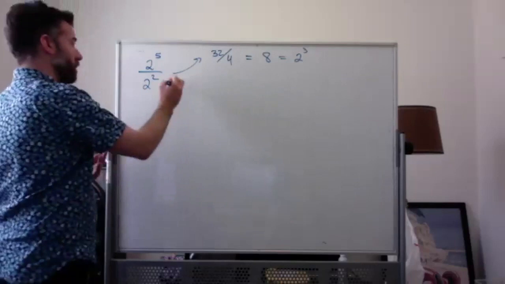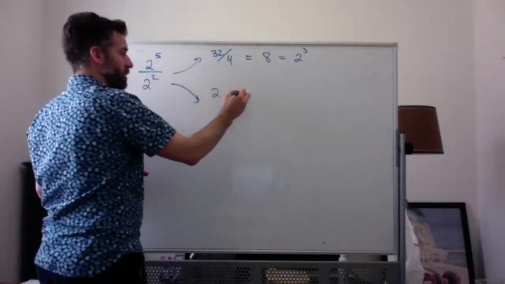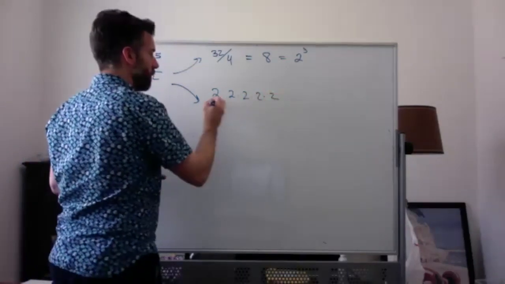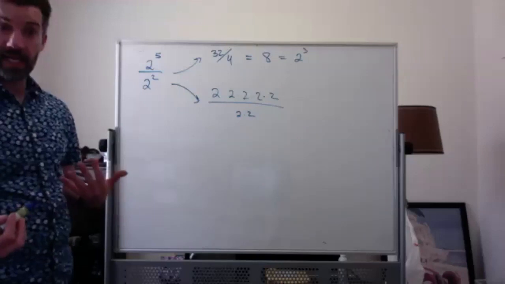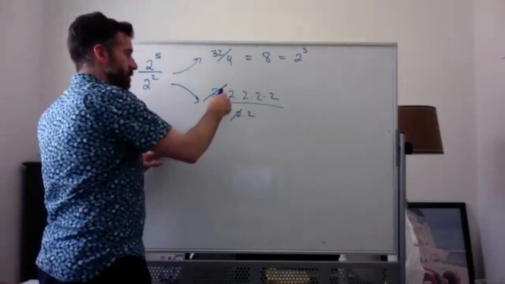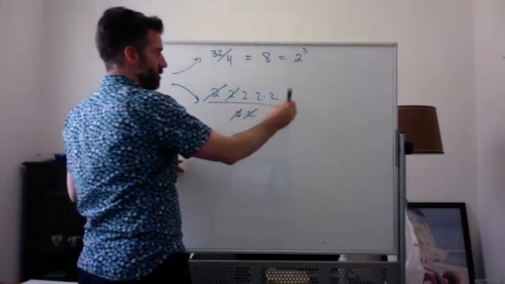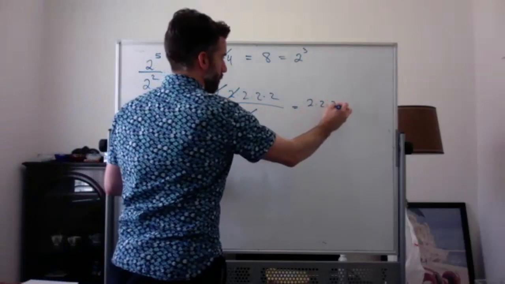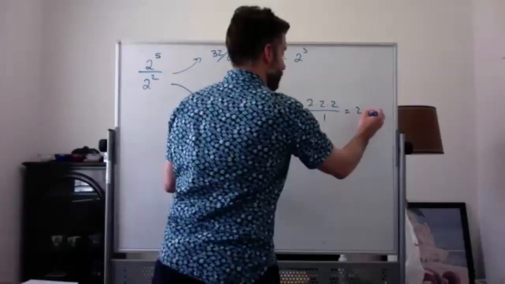Another equally good way to look at it is to say 2 to the 5th is 2 times 2 times 2 times 2 times 2. 2 squared is 2 times 2. And we're dividing here. 2 divided by 2 is just 1, and 2 divided by 2 is just 1. So I'm left with 2 times 2 times 2 on top over 1. But anything divided by 1 is just itself. So you get 2 times 2 times 2.